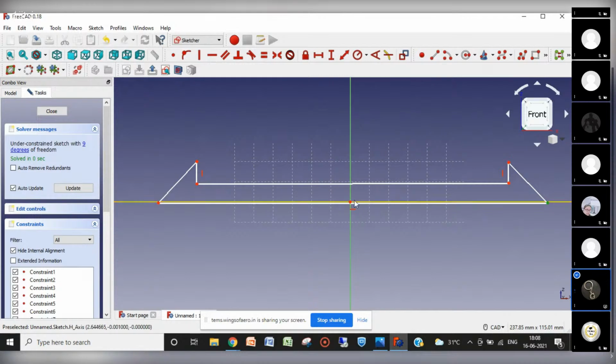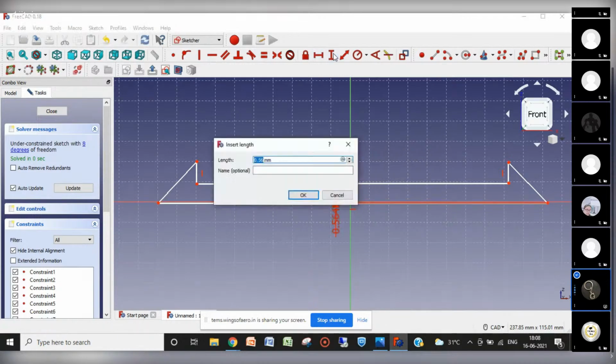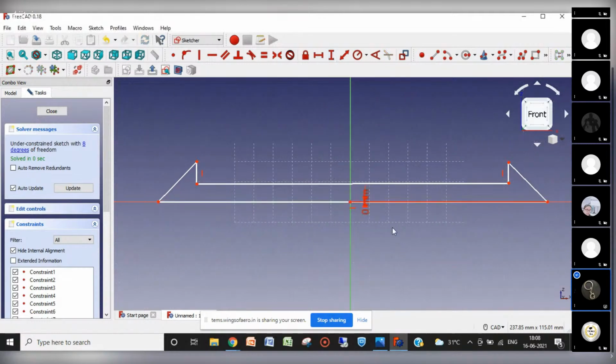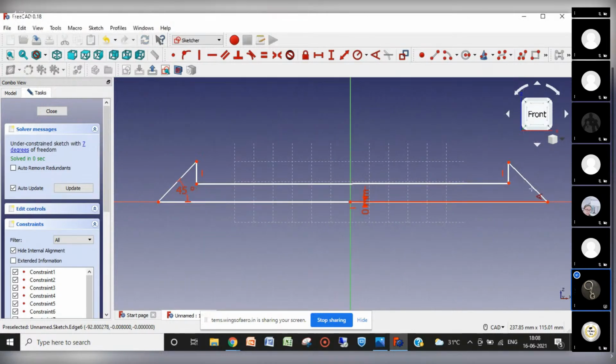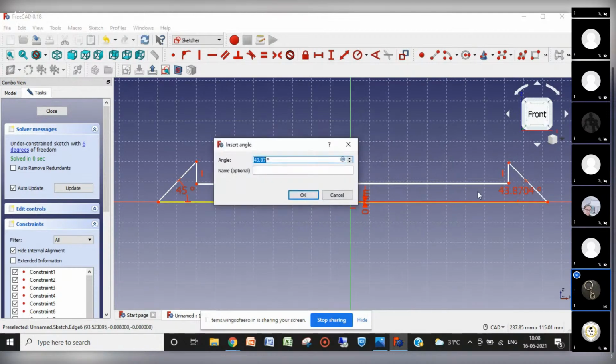And this point with the central axis, the vertical distance should be 0. Enter. Now I am giving the angle between these two. Let it be 45. And for this, you want it to be 30.